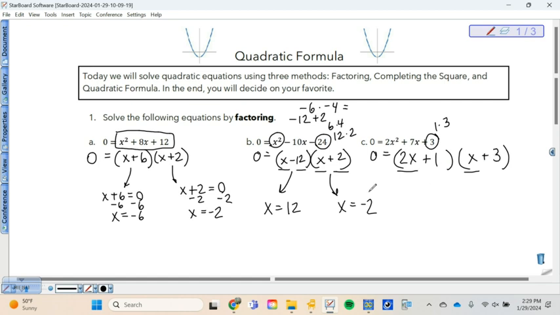So then, same thing. It's just a teeny bit different because I've got this 2 now. I've got 2x plus 1. That could equal 0. Or x plus 3 equals 0. Okay, let's do this part first because that's easy. What does x have to be? -3.